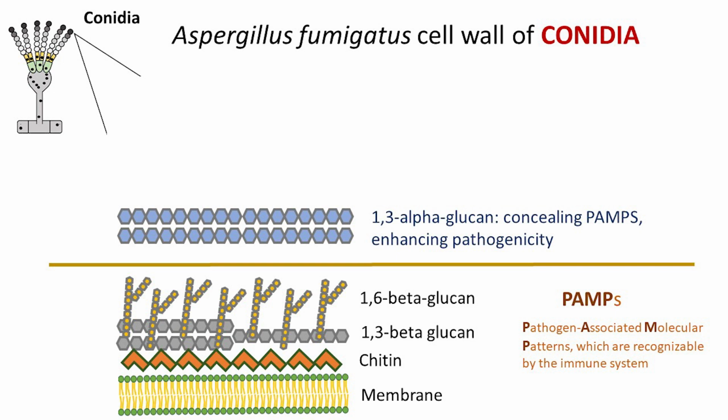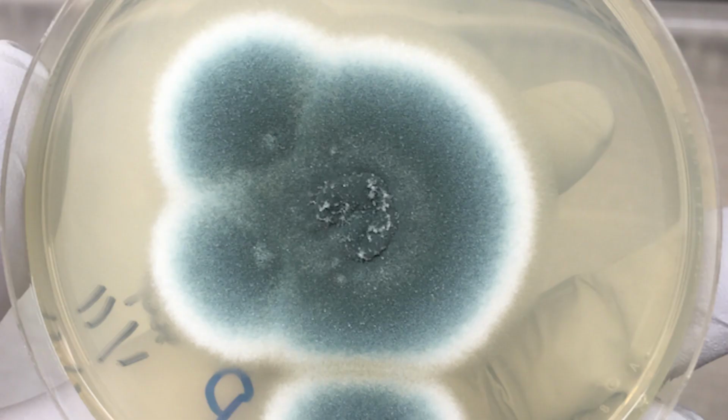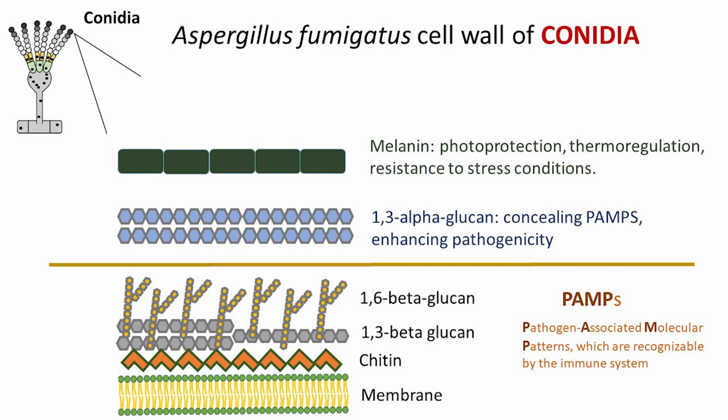This polysaccharide is located right on top of the conservative part and contributes to pathogenesis by concealing the pathogen from detection by the immune system. Also, in Aspergillus fumigatus, alpha-1,3-glucan is essential for aggregation between swollen conidia. The next layer of the conidia cell wall is melanin. Melanins are a family of pigments due to which conidia of Aspergillus are colored dark green. Melanin contributes to the ability of fungi to survive in harsh environments, including photoprotection and thermal regulation. In general, melanin significantly enhances the virulence of many important human pathogenic fungi.